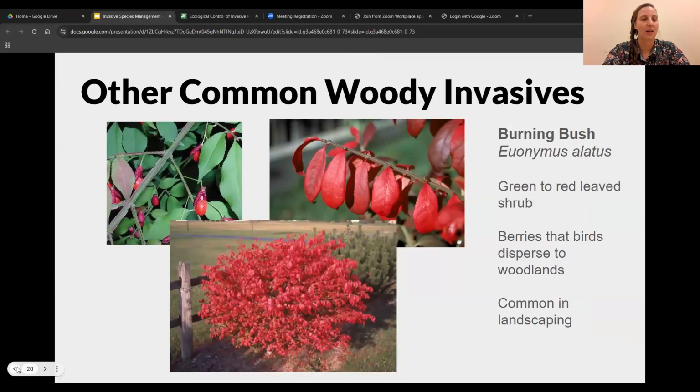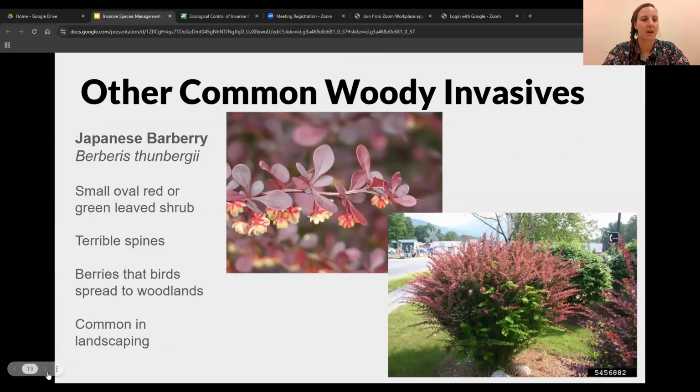Okay, so we've got a few other common woody invasives that I'll just go through quickly. Japanese barberry, this one also has little berries. It's a small shrub with small little leaves that are green or red. It's got horrible spines. It's so annoying to pull out. You'll see it everywhere. People have planted these. I think in the 90s, this was the bush that everybody's mom planted in their front yard.